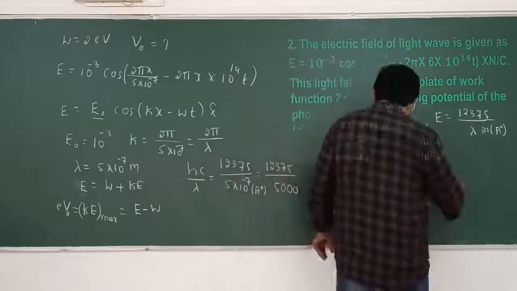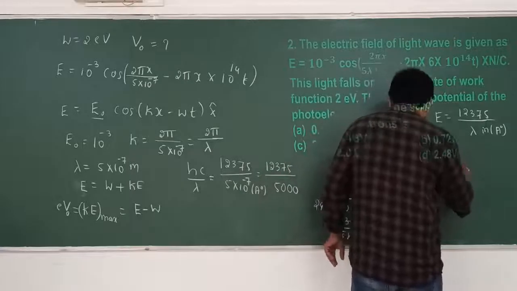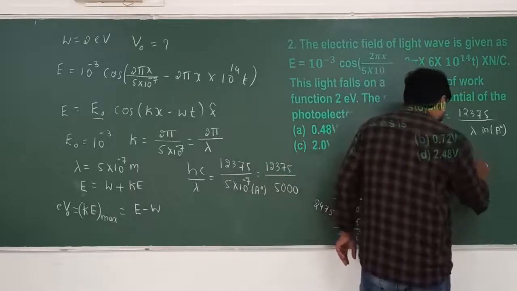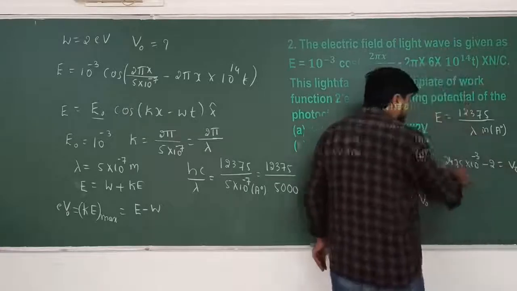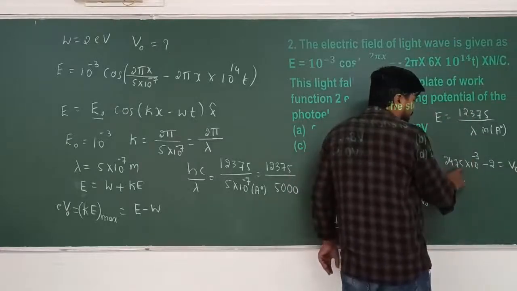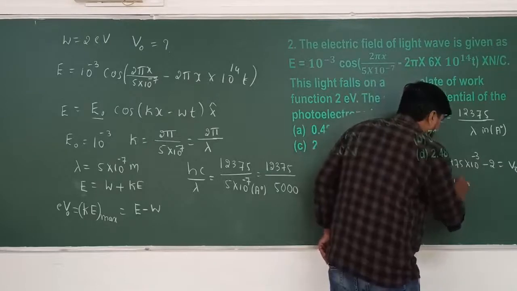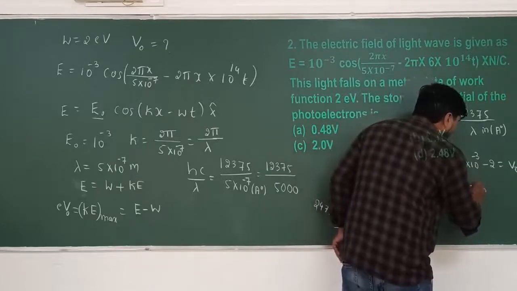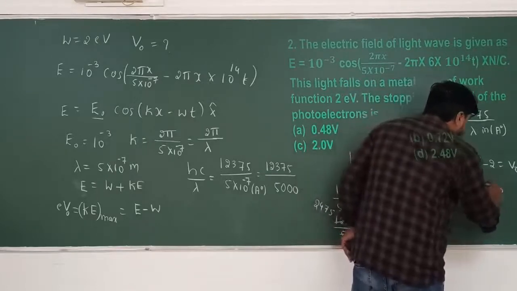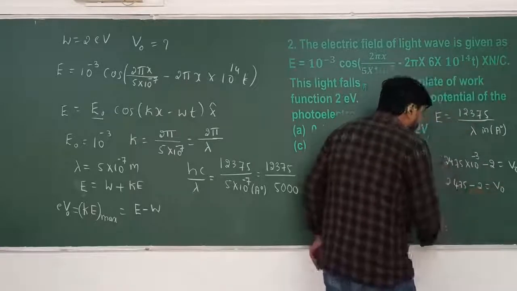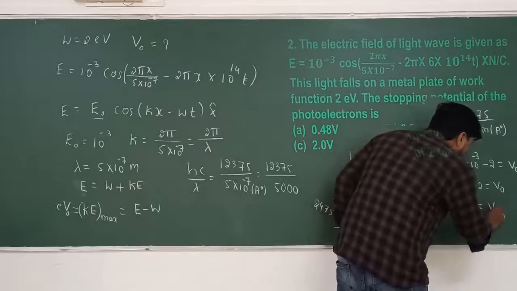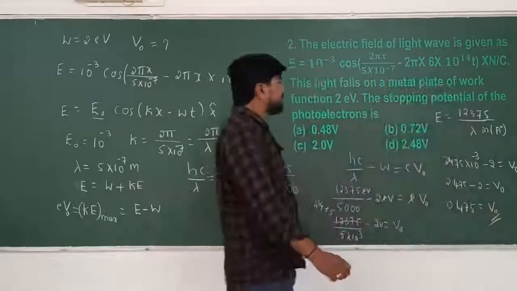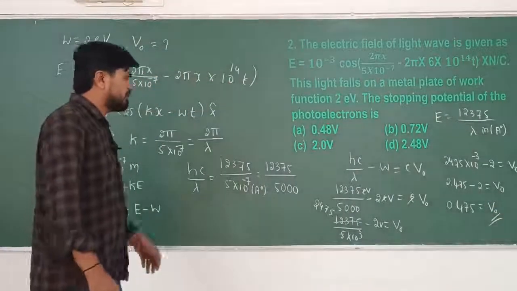Therefore 2475 into 10 raised to minus 3, minus 2, is equal to V naught. Let us shift the power: 1, 2, 3. So 2.475 minus 2 is equal to V naught. Subtract that value: 0.475 is equal to V naught. That 0.475 is approximately equal to 0.